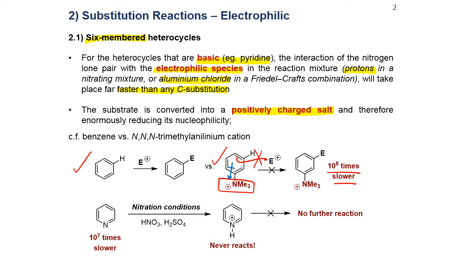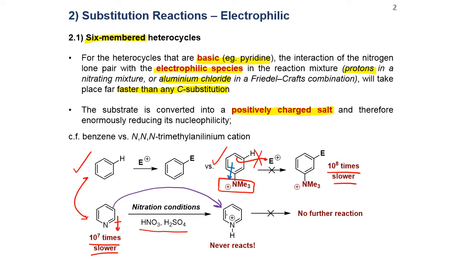If you compare pyridine with benzene, the nitrogen already has some electronegativity and pulls away electrons from the aromatic system. And doing electrophilic substitution on the pyridine itself is 10^7 times slower. However, as we mentioned, in the electrophilic substitution, you have some electrophilic species. For example, if you want to do nitration, you have nitric acid and sulfuric acid, and under these conditions, the pyridine is converted into pyridinium salt.